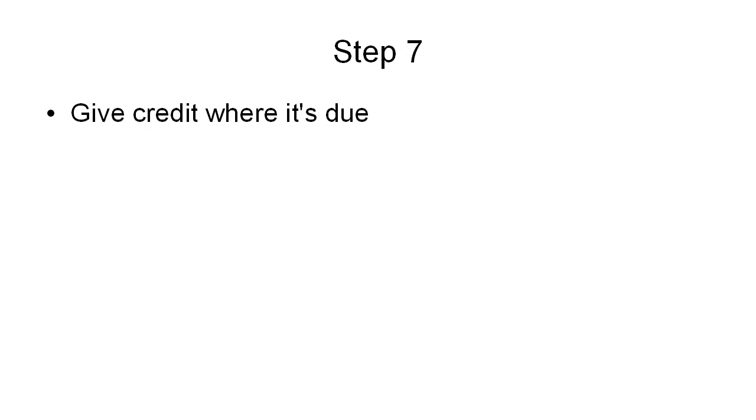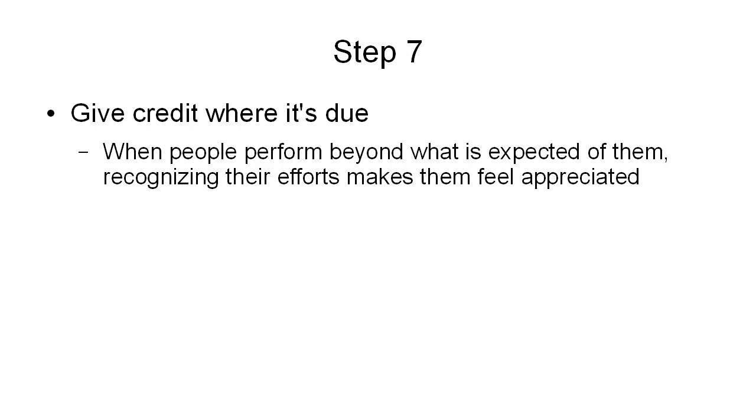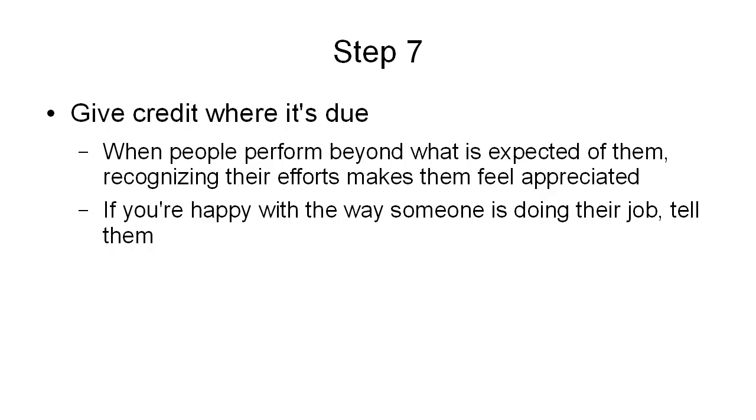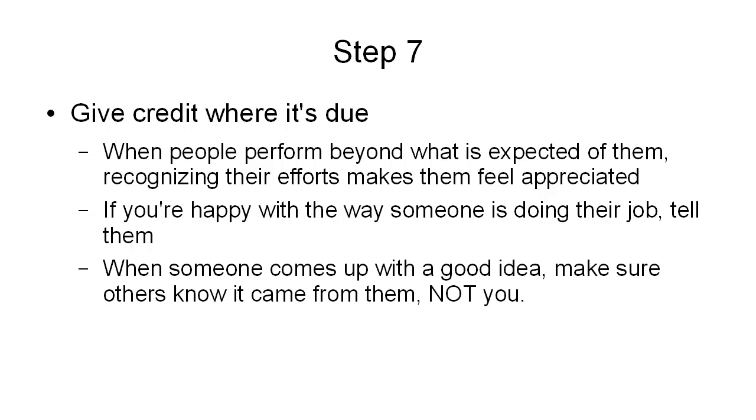Step 7 is to give credit where it's due. When people perform beyond what's expected of them, recognizing their efforts makes them feel appreciated. So, if you're happy with the way someone's doing their job, tell them. A pat on the back, either physical or metaphorical, can go a long way. And when someone comes up with a good idea, you want to make sure that others know it came from them and not from you. There's nothing more stressful and frustrating than doing your job and somebody else takes the credit for it.